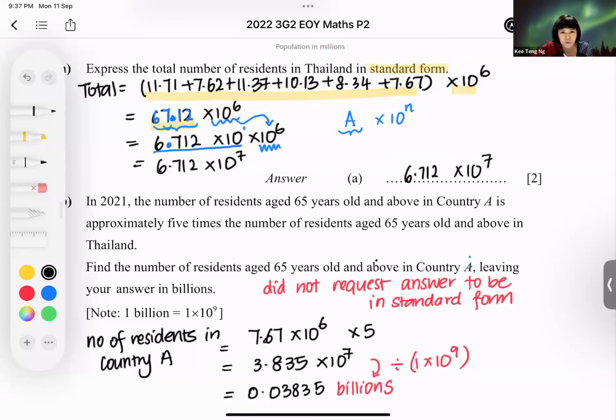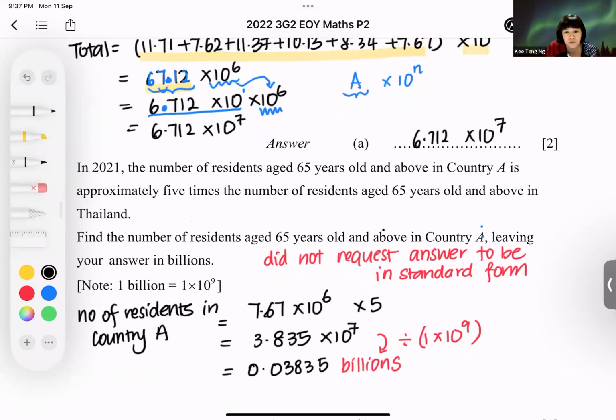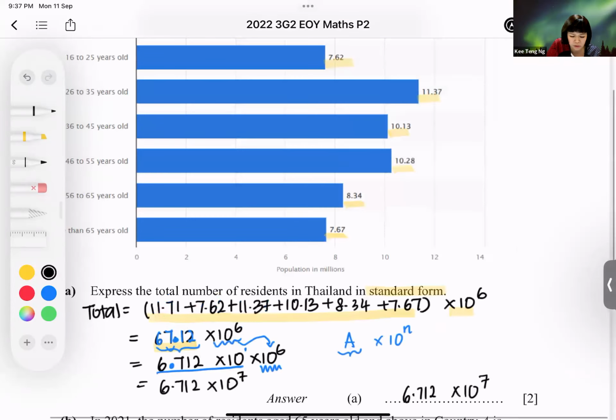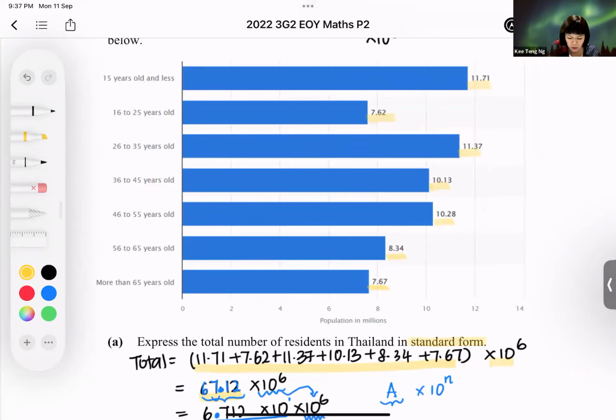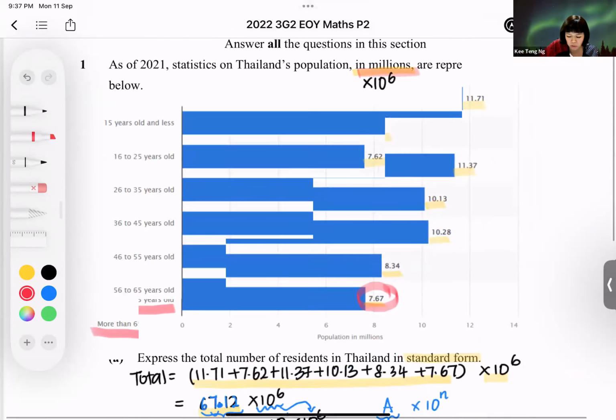Have you gotten the answer? Okay. Next question, let's continue. In 2021, the number of residents 65 years old and above. Where is the number that is 65 years old and above? More than 65 years old. So that number is 7.67 million, million times 10 to the power 6.